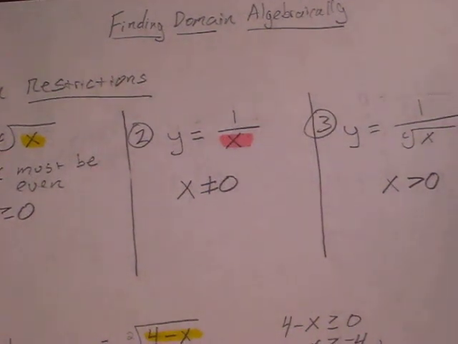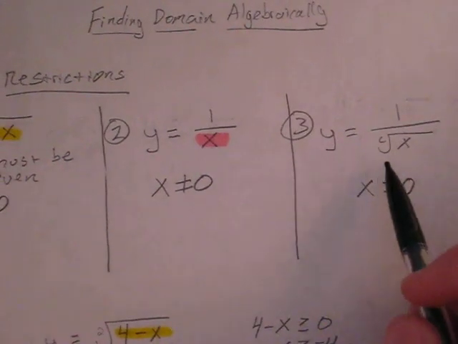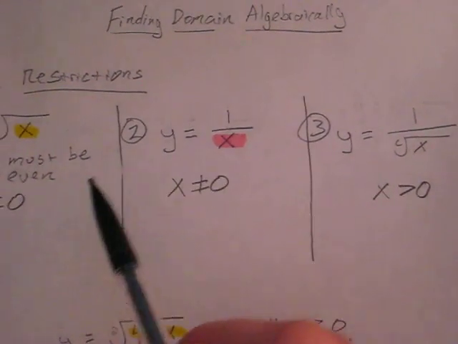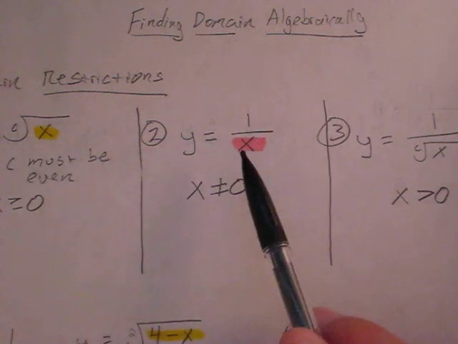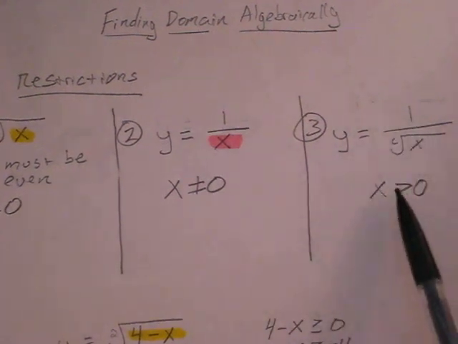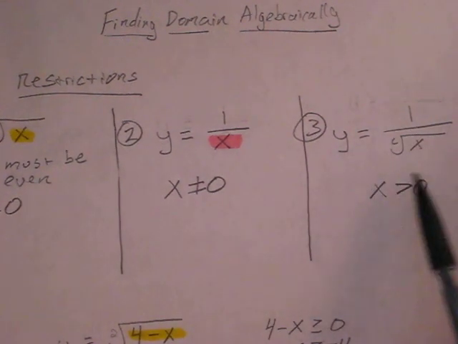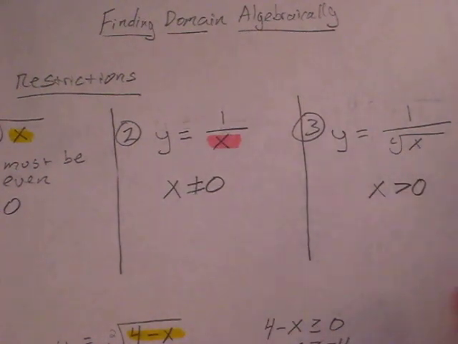So our third domain restriction is going to have to do with this one right here that we talked about earlier. And it's a combination of this radical with an even root and this one where you can't divide by 0. This has both of them. And remember we say x has to be greater than 0, but it can't equal 0 because of this rule right here.